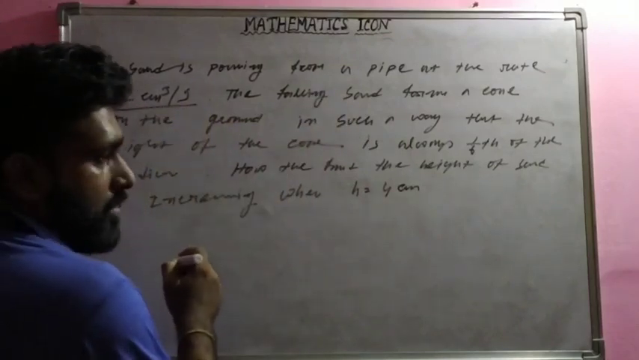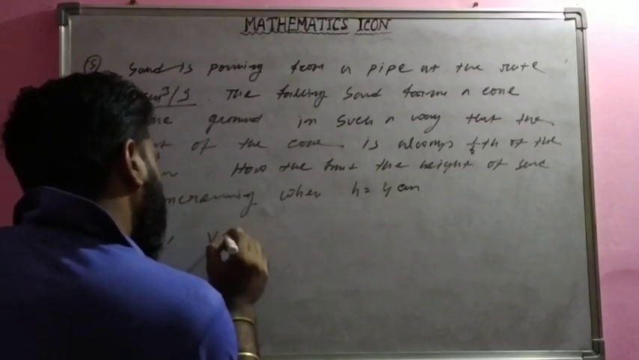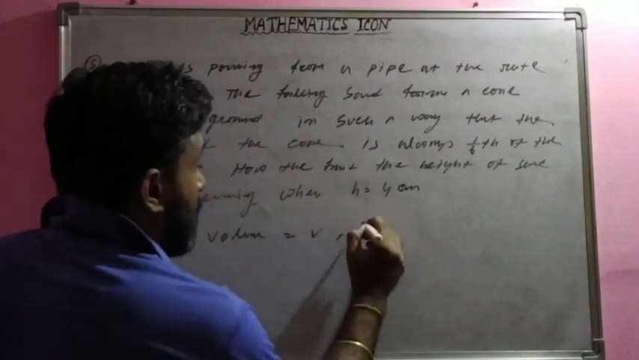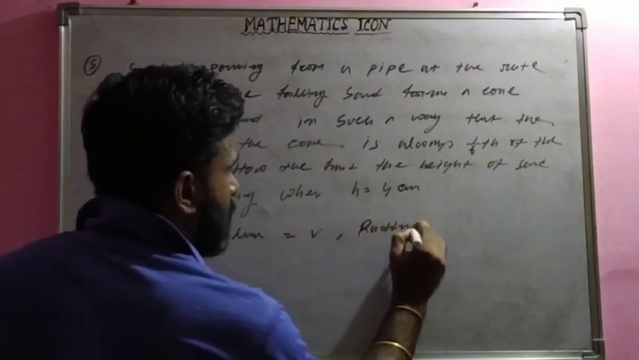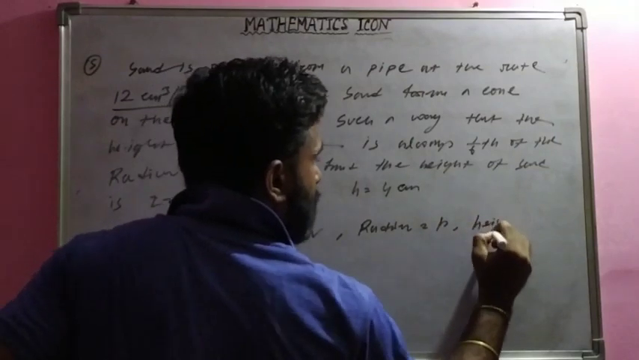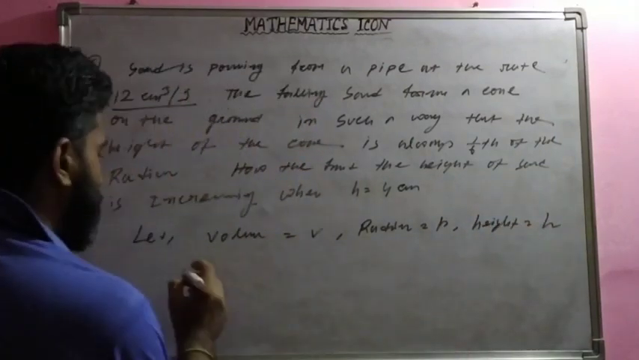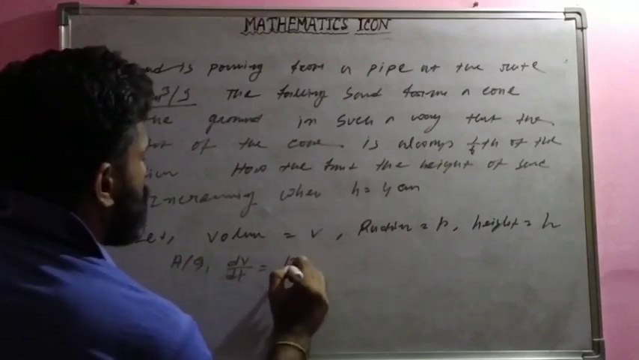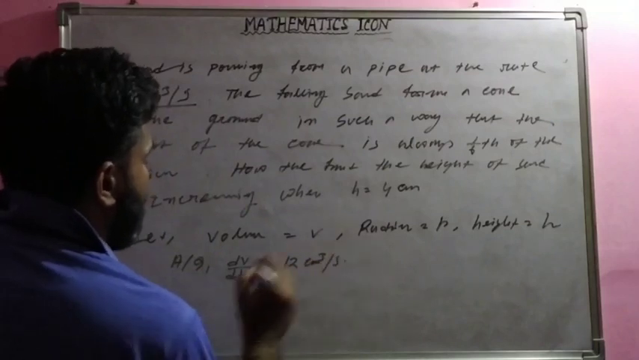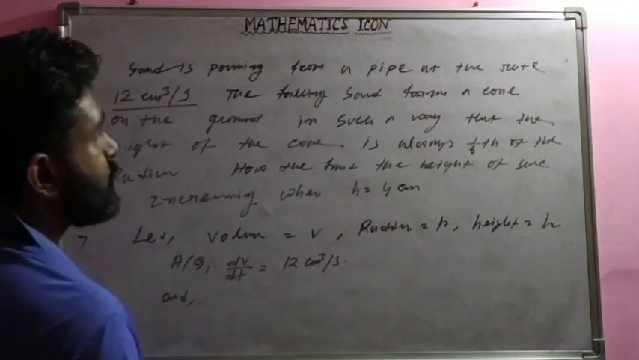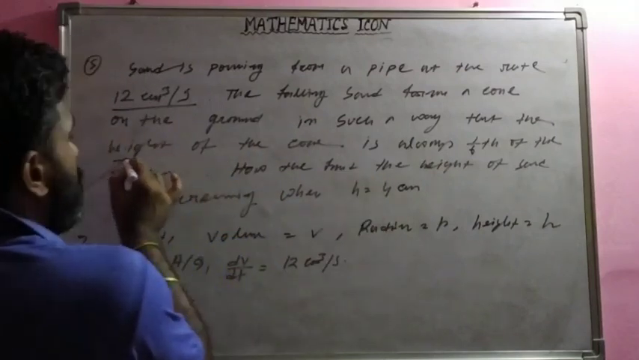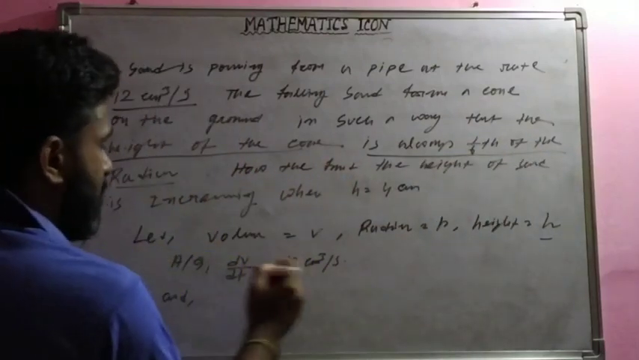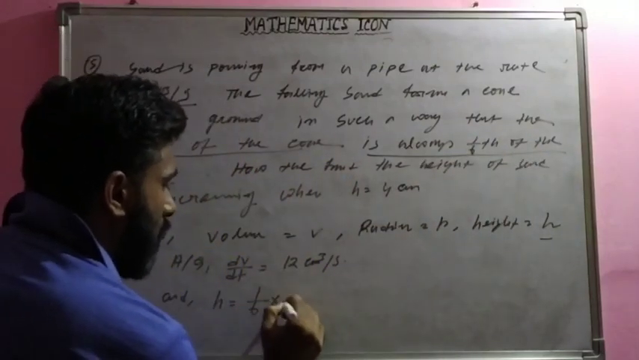12 centimeter cube per second. Let volume equals V, radius equals R, height equals H. According to the question, dV by dt equals 12 centimeter cube per second. And here it is given that the height of the cone, that means h, is always 1/6 of the radius. That means h equals 1/6 of the radius.